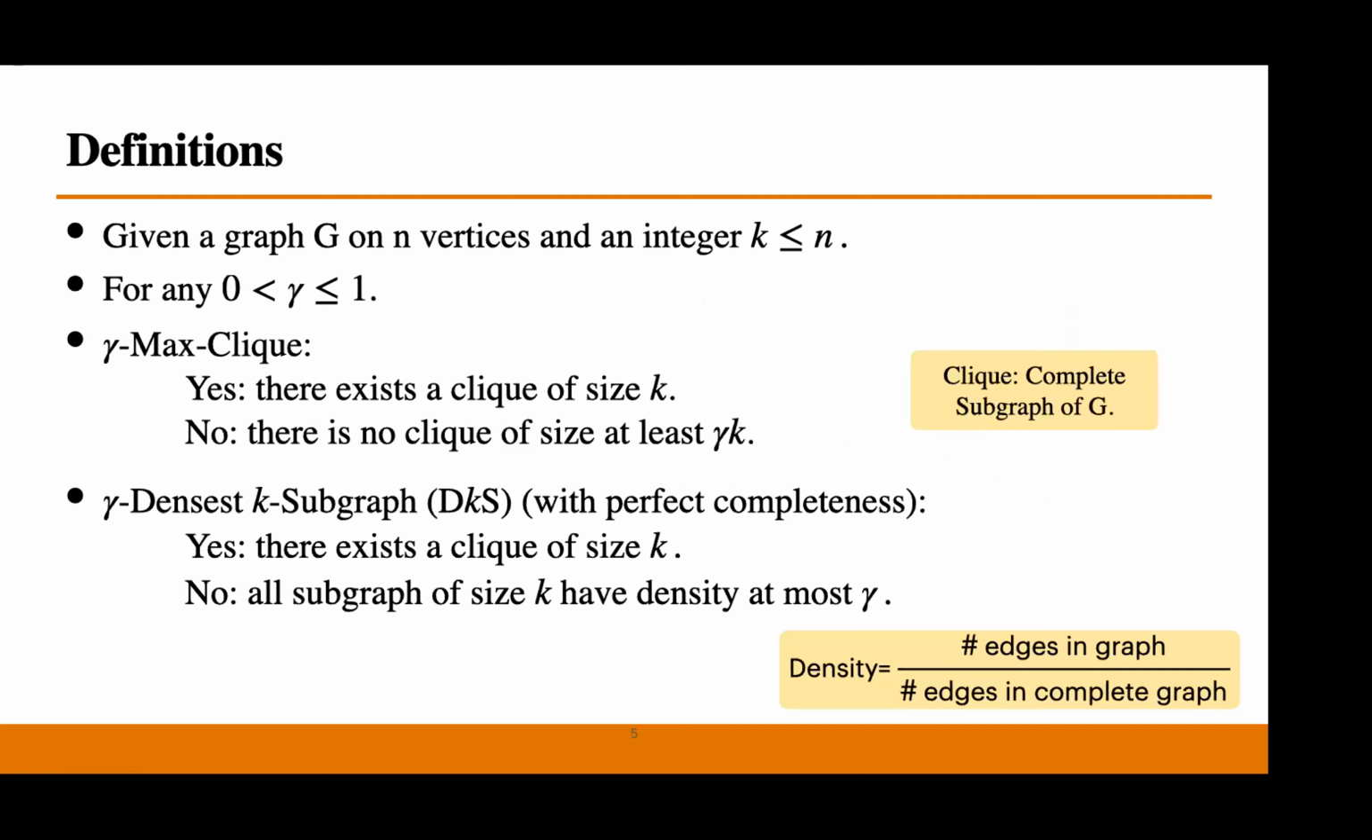One is max clique and the other is densest k-subgraph. The gamma max clique problem is to distinguish whether there exists a clique of size k or there is no clique of size at least gamma k. And the densest k-subgraph problem which we use is a specific variant with perfect completeness. It means that in the yes case there exists a clique of size k, and in the no case all subgraphs of size k have density at most gamma.